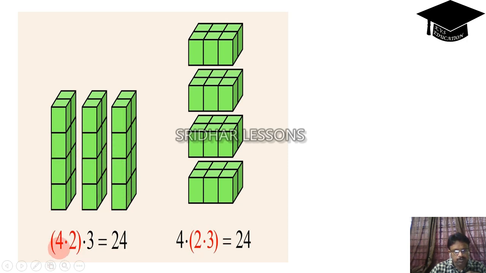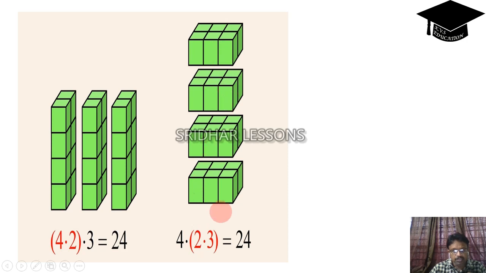That is 4. And 2. Into totally how many we have? 3 boxes. Got the point? 4 into 2, into 1, 2. Like that, how many boxes we have? 1, 2, 3. 3 boxes. Now coming back to here, how many boxes we have? 4 boxes. 1, 2, 3, 4.